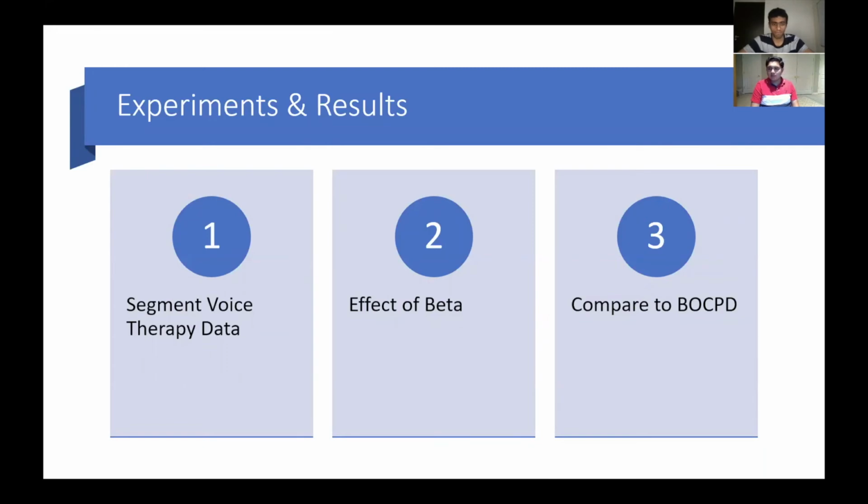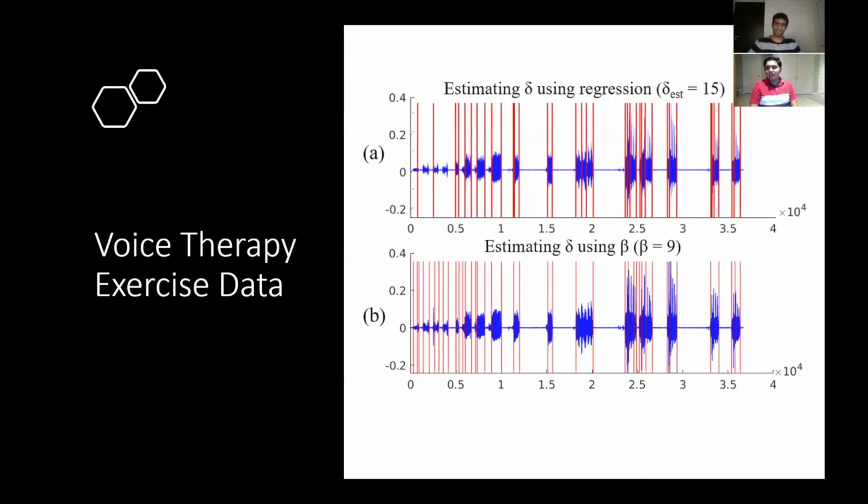First, we will segment voice therapy exercise samples into regions of importance and noise. Next, we will discuss the effect of beta using synthetic data. Lastly, the voice therapy samples and synthetic data are both used to compare Moana and Bayesian Online Changepoint Detection, or BOCPD. We applied Moana to data originating from recordings of voice therapy exercises.